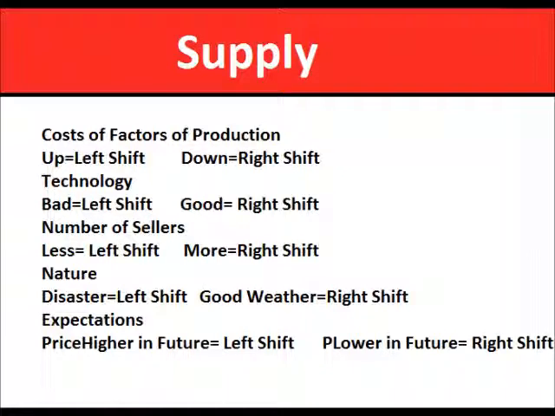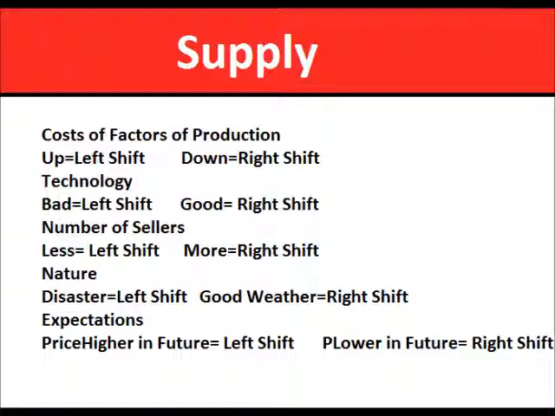Next is supply. A reduction in supply at every price on the supply curve will cause a left shift, while an increase in supply at every price on the supply curve will cause a right shift. Things that can shift the supply are costs of factors of production, such as machine inputs and hiring workers. If those costs go up, you get a left shift, and if they go down, a right shift.